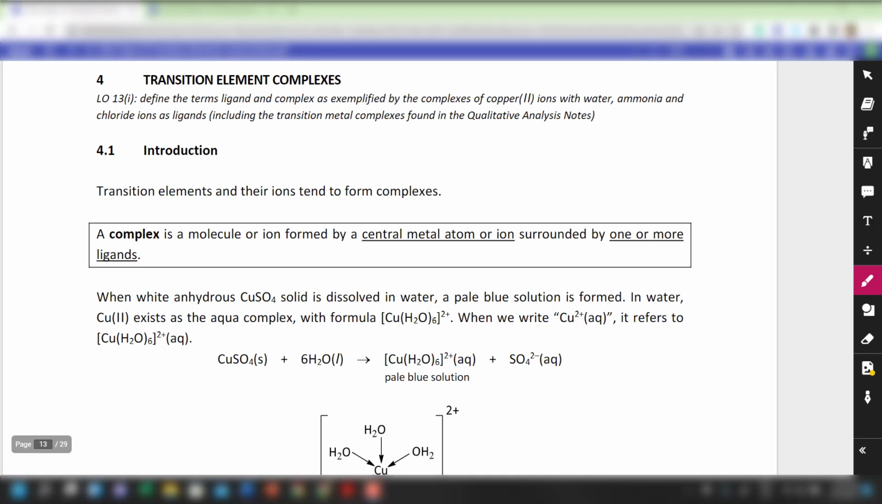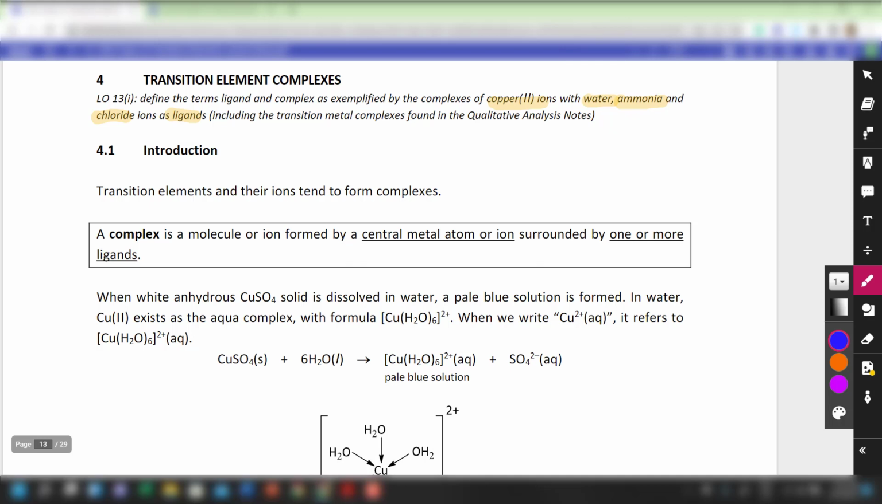Some of you might have read up a little bit about it, or sometimes your teachers might have discussed it a little in the tutorials with you. So for this particular section, it will be a formal introduction to complexes. In particular, taking the cue from your learning objective, that will be exemplifying complexes formed between copper 2 plus and water, ammonia, and chloride as ligands. There is also a need for you to discuss transition metal complexes found in the QA notes, although not explicitly.